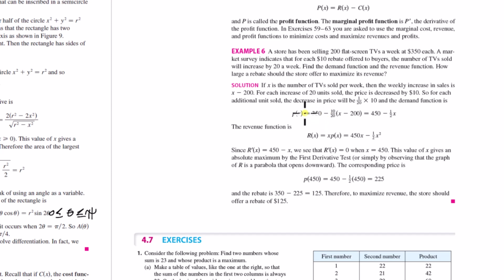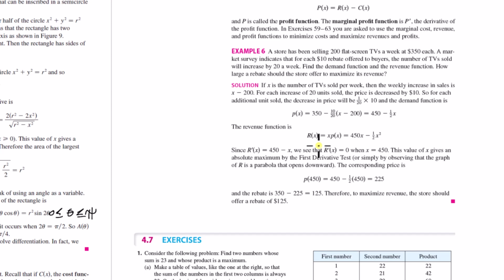The store has been selling 200 flat screen TVs a week at $350 each. But then they give us this way that you can relate the units sold to the price, which is demand. So if they want to sell more than 200 units in a week, then based on this rebate data, they're going to decrease the price by 50 cents per unit that's more than 200 units. But if they sell only 150 units, then you're going to increase the price. And so there's the price function, the demand function.